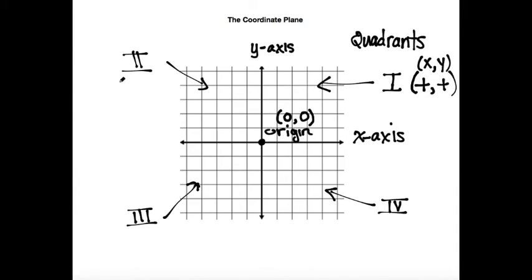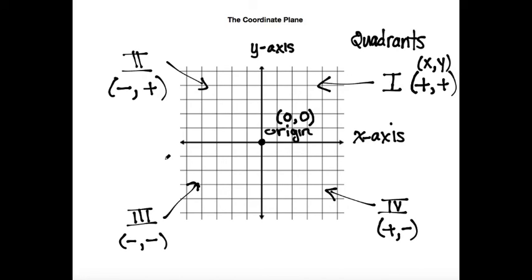In quadrant 2, we're going to have a negative x value and a positive y value. In quadrant 3, we're going to have a negative x and a negative y. And then in quadrant 4, we're going to have a positive x and a negative y. So we have our 4 quadrants.